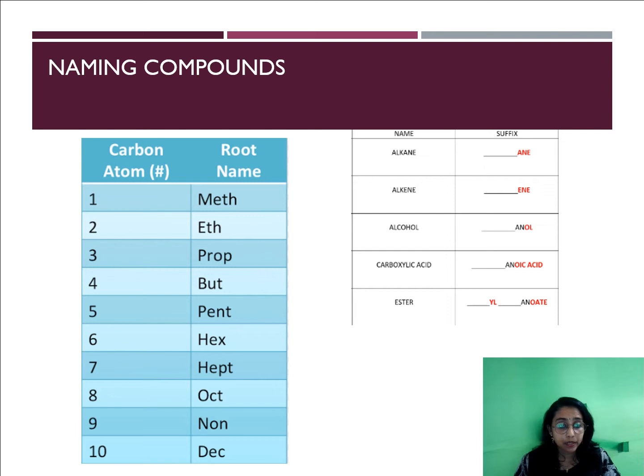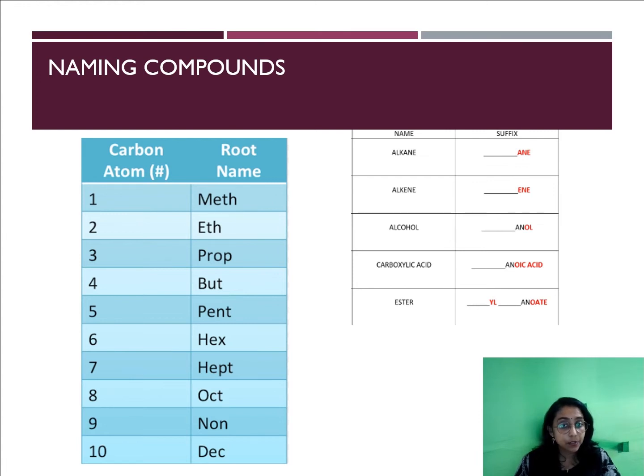Okay. If the number of carbon is 1, the derivation we use is meth. If it's 2, eth. If 3, prop, and 4 is but. So this is very important. Students have to memorize based on the number of carbon.